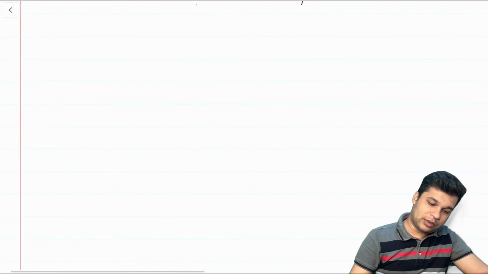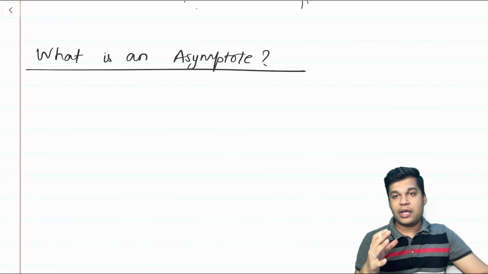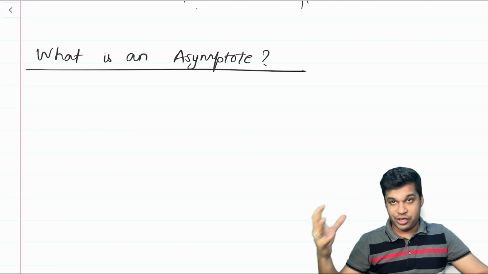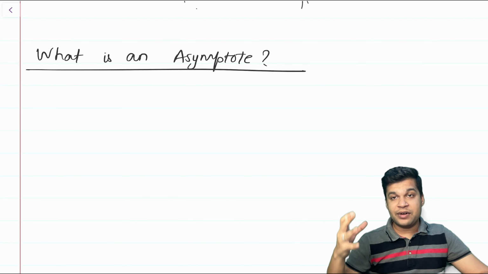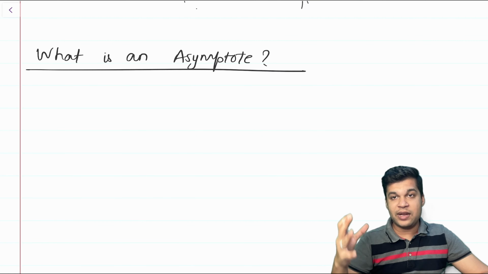So what is an asymptote? Okay, so guys, an asymptote is a line which continually approaches your curve to touch it, but it never ever touches it. At least at a finite distance, it will never touch it.